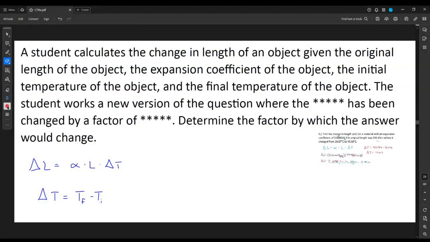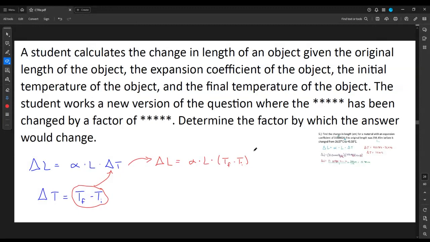Like we've seen before, we can make a substitution. If we know that this stuff is equal to the change in temperature, and we see another formula that calls for the change in temperature, then we can cobble these together. So my change in length is equal to my expansion coefficient multiplied by my original length, and then, if I expand this, in parentheses, final temperature minus initial temperature.